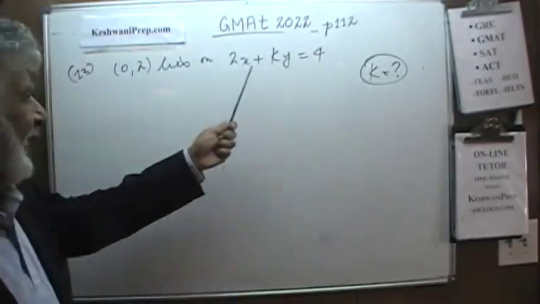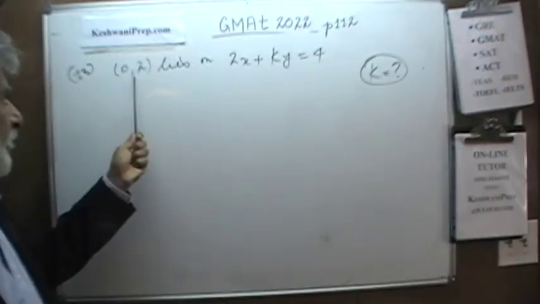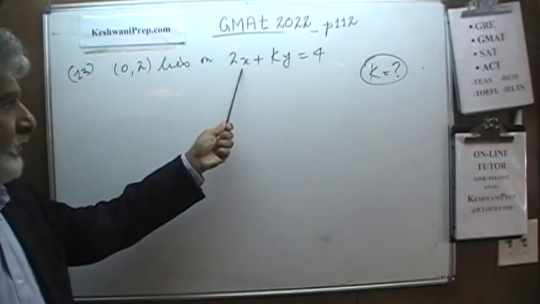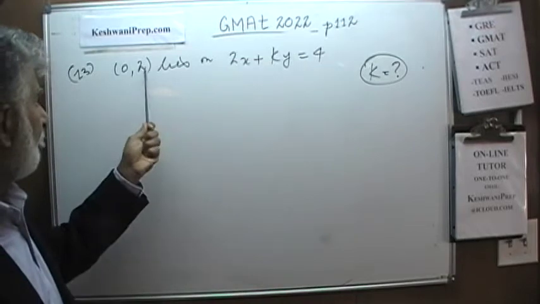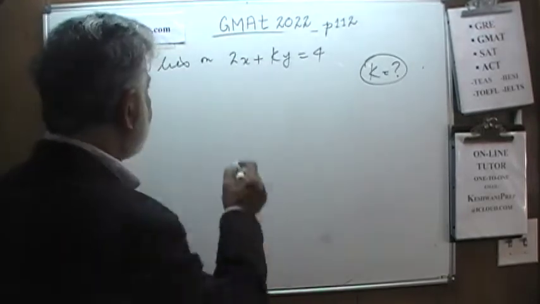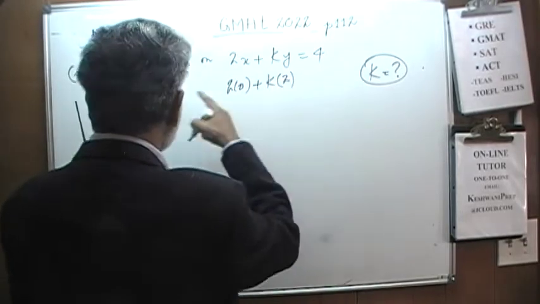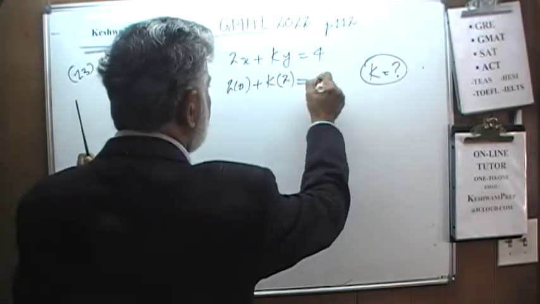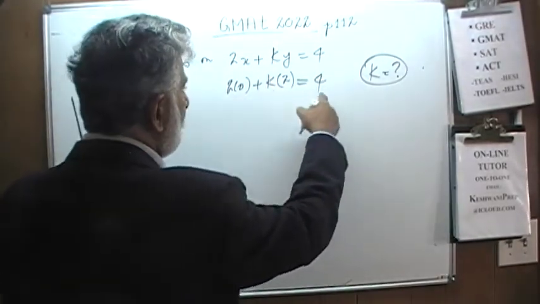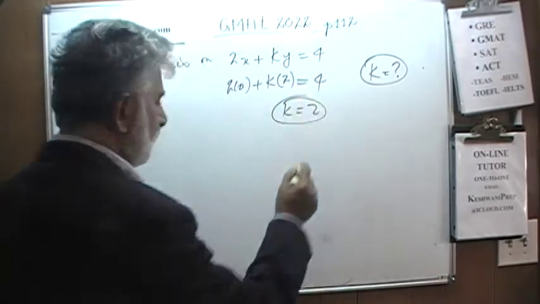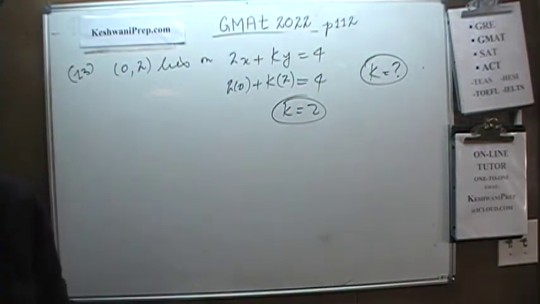Well, if this point lies on this line, then the coordinates of this point must satisfy this equation. Let's substitute 0 for x and 2 for y. So 2 times 0 plus k times 2 equals 4. This is a 0. 2k equals 4, k must be 2. Nothing to it at all. It's just silly.